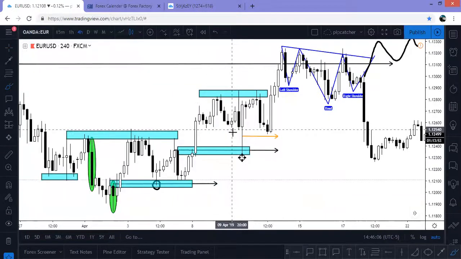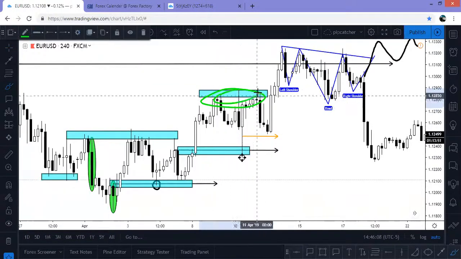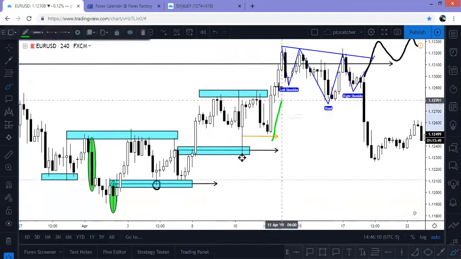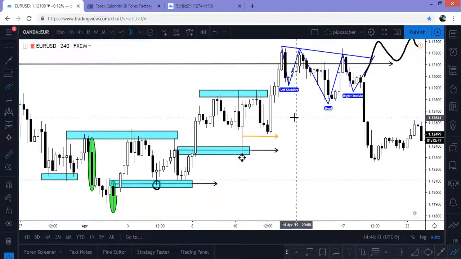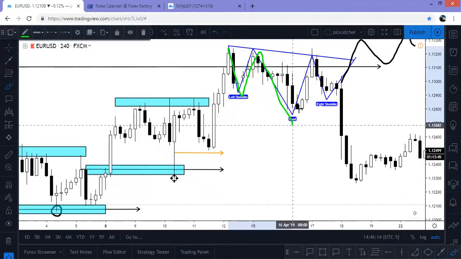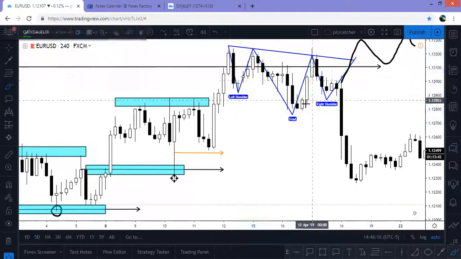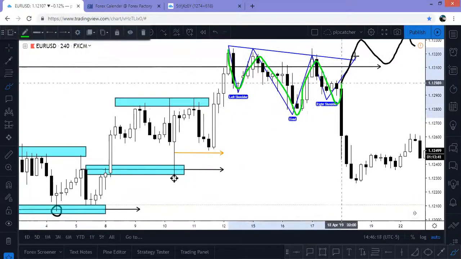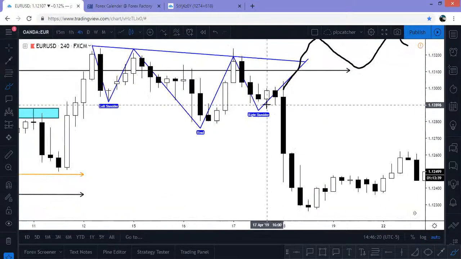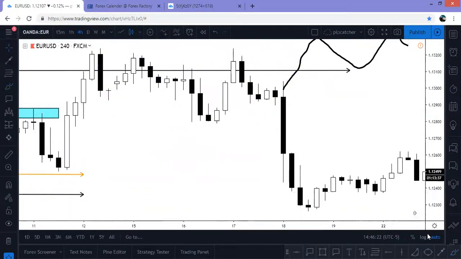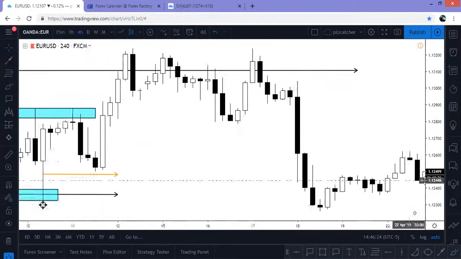So this is how manipulated the market is. Retail was selling right in here, got yanked out. The market purposely created a fake head and shoulders right here. Retail, I'm gonna delete this and this.